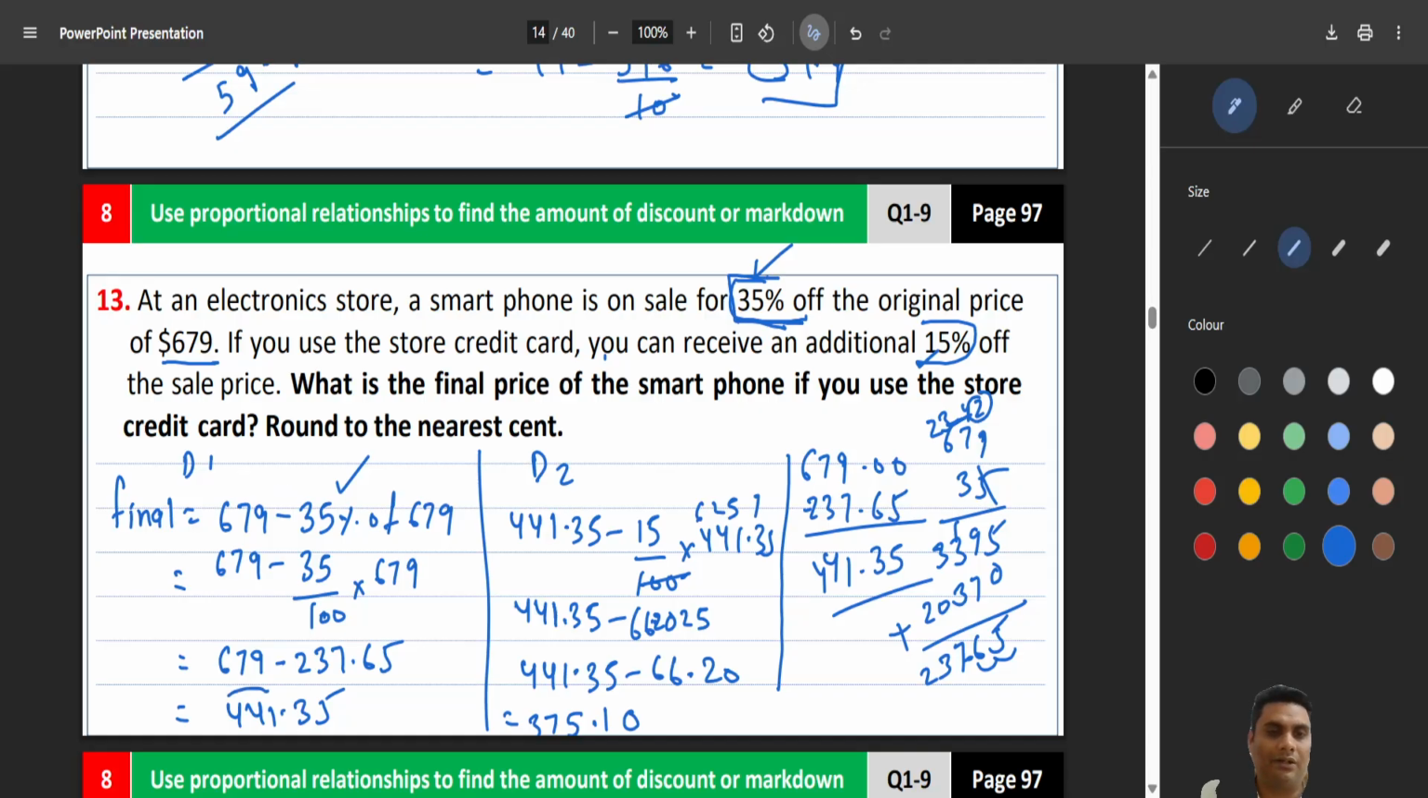Okay, so if two discounts come in the exam, first you will apply the first discount, you will get a price. On this price you have to apply the second discount, and then whatever you get will be your answer. Please do not add the two discounts and try to solve it in one time. You will get an incorrect answer. Okay, do it like this.